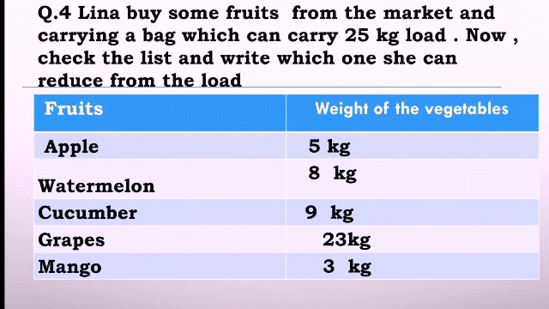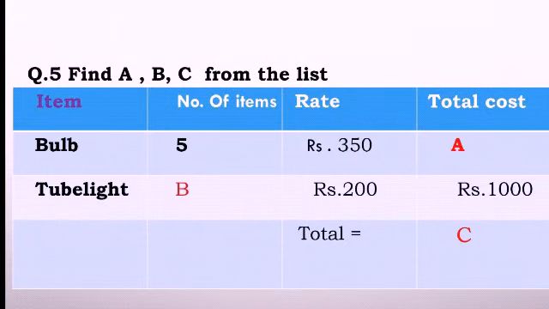So apple, watermelon, cucumber, grapes and mango are there. The weights are given. She bought 5 kg apple, 8 kg watermelon, 9 kg cucumber, 23 kg grapes and 3 kg mangoes. So you have to find which she can reduce from the load. It is our last question.